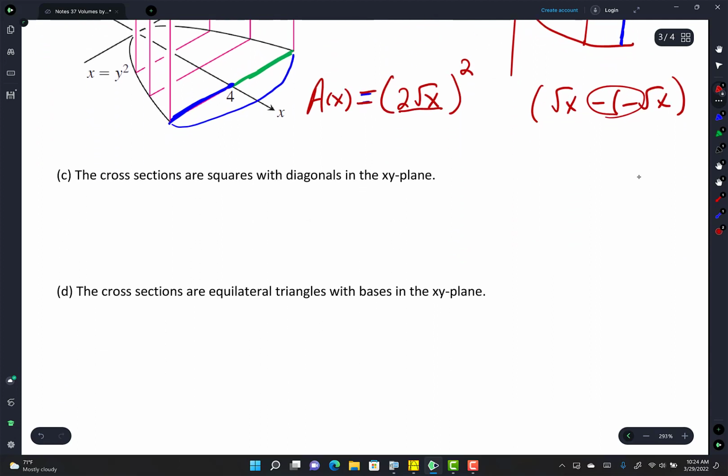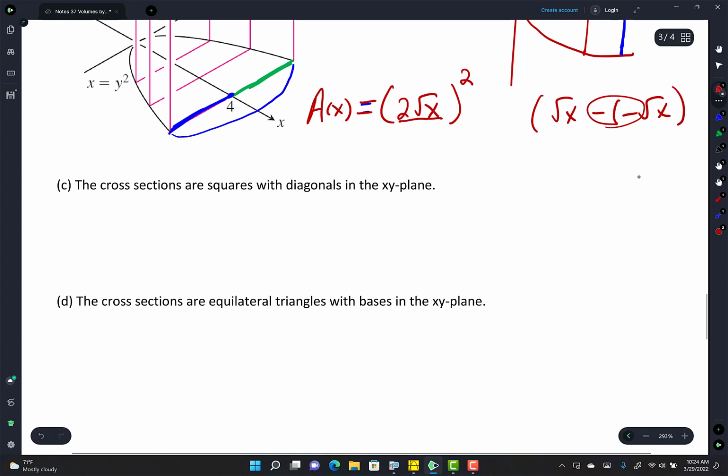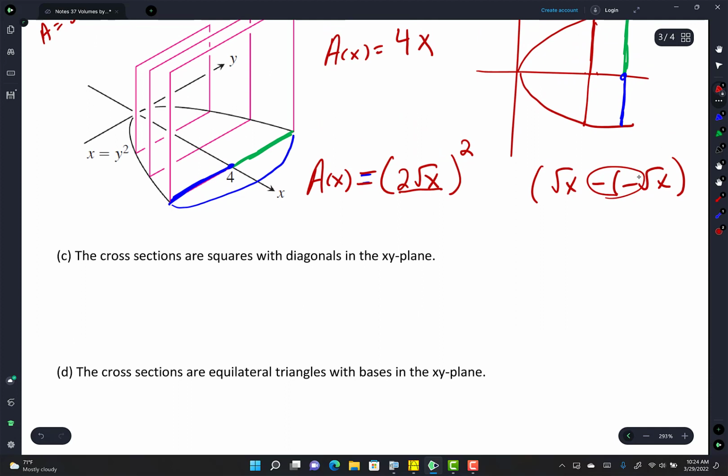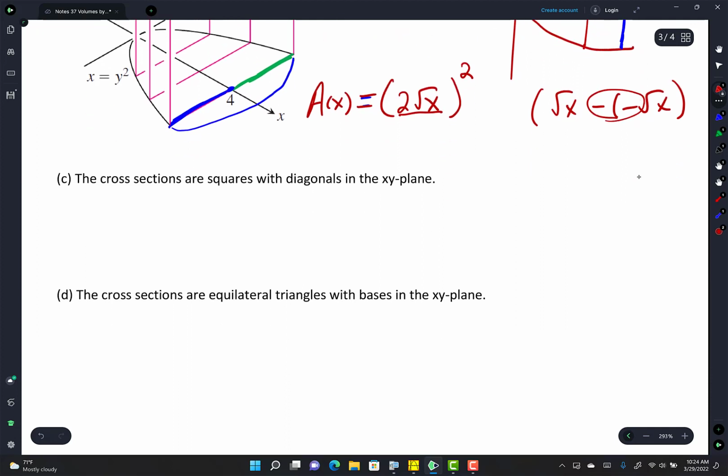Ooh, now we're going to get more complicated. The cross sections, and notice they didn't give you any images. Not that I didn't want to give you, it's that I didn't have any images for this one. The cross sections are squares with diagonals in the xy plane. Okay, let's see if we can. So look, draw a square. Oh, my square didn't come out. Awesome. And then draw a diagonal.